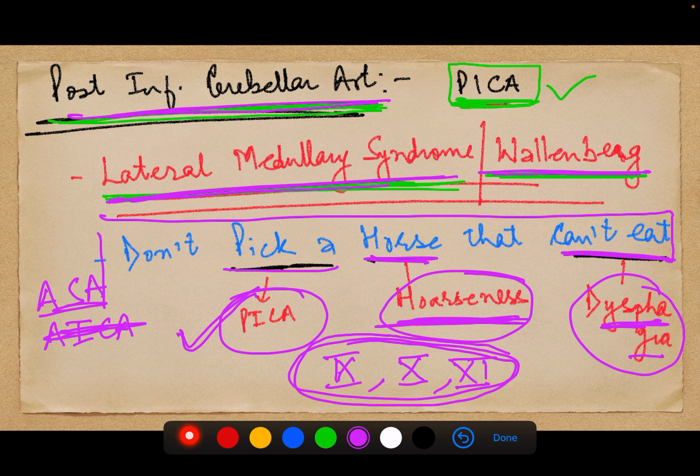Okay, Wallenberg. Actually, I tried to memorize it during my NEET PG exam days. Say Wallenberg: the W is the upside down of the M, so it is medullary, and there is the double L, so lateral medullary. It might sound quite stupid, but that's how I remembered it. Wallenberg is lateral medullary syndrome and PICA. So in short, we can say PICA, don't pick a horse that can't eat. So hoarseness, dysphagia, and immediately your mind can go to the 9th, 10th, and 11th cranial nerves. So there won't be any gag reflex too, right?